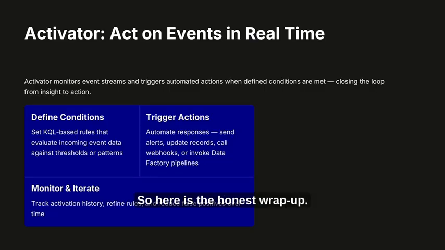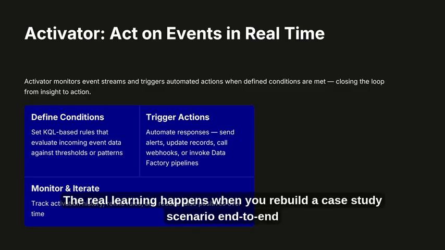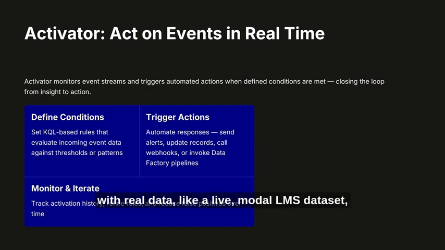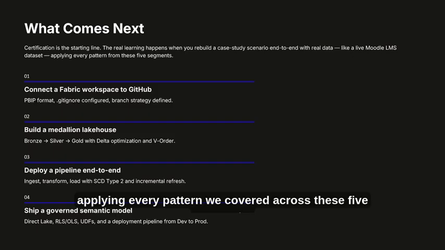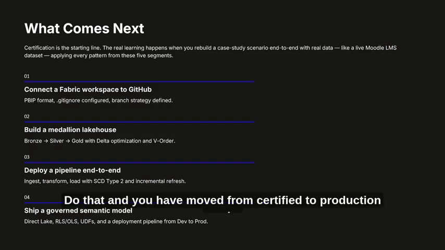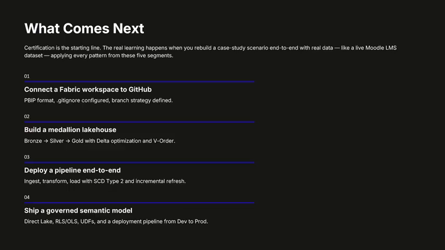So here is the honest wrap-up. Certification is the starting line, not the finish line. The real learning happens when you rebuild a case study scenario end-to-end with real data, like a live Moodle LMS dataset, applying every pattern we covered across these 5 segments. Do that and you have moved from certified to production ready.